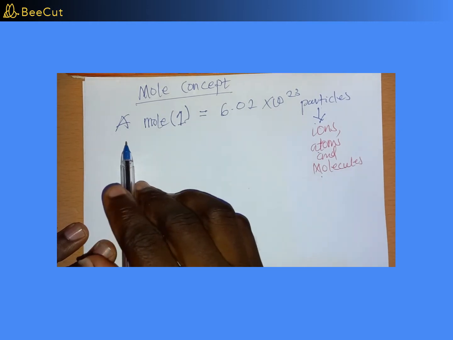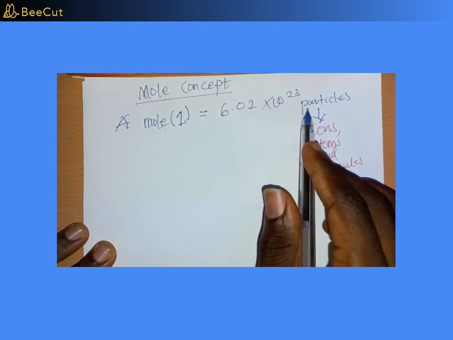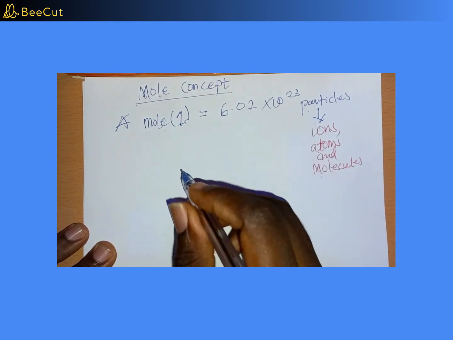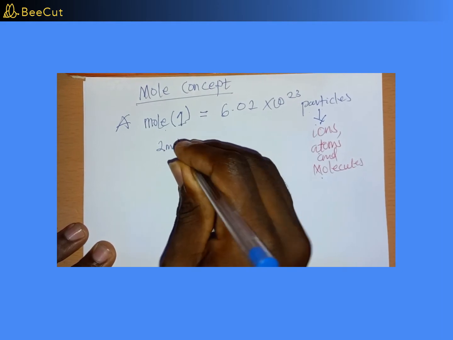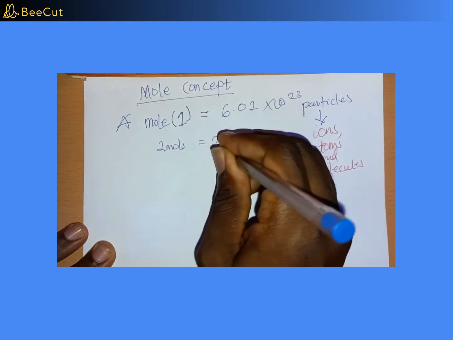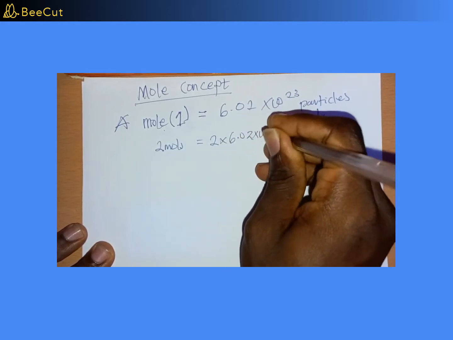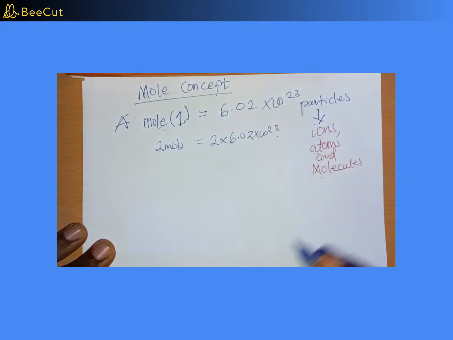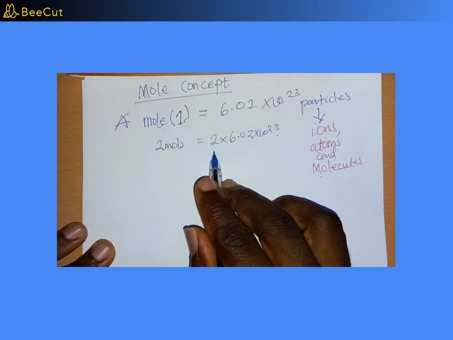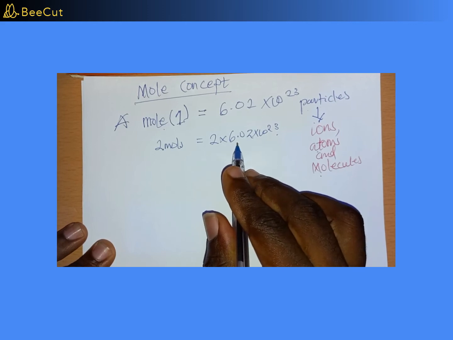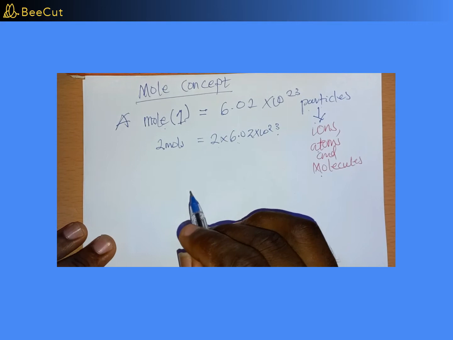So when we say a mole, which is 1, it is equivalent to this. Which means that when I take 2 moles, it will be equivalent to 2 times 6.02 times 10 exponent 23. And it goes on: 3 moles, 3 multiplied by this; 4 multiplied by this. That's what we mean by mole.